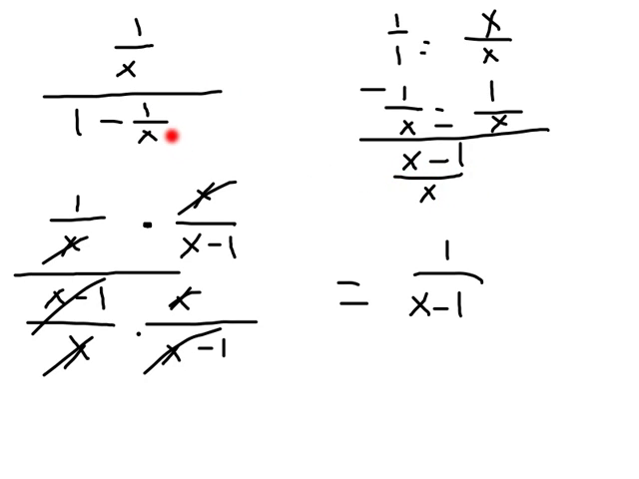So now I have 1 over x divided by x minus 1 over x. I'm going to flip this one to x over x minus 1, and you can see then that those cross cancel out, leaving us with an answer of 1 over x minus 1. Isn't that fun? Not hard at all.